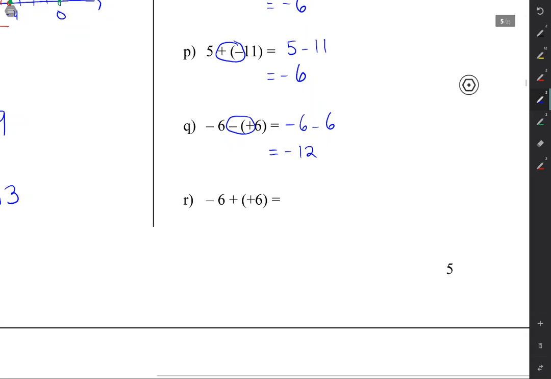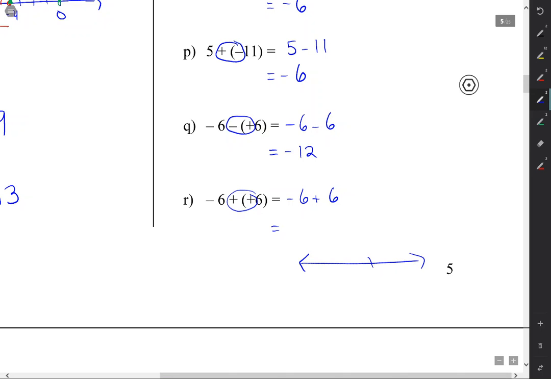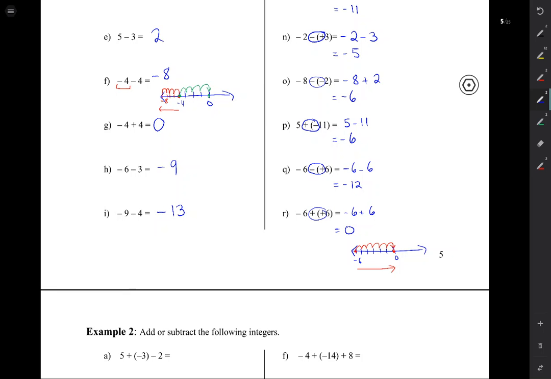And then the last one here, we have two plus signs right next to each other. The signs are the same, so it's going to be minus 6 plus 6. So if we have a minus 6 and we're adding 6 to it, that means we're going to move to the right on our number line. So we're going to start here, and we're going to go 1, 2, 3, 4, 5, 6. Boom. Lands us at 0. So that is basically all topic 2 is about.